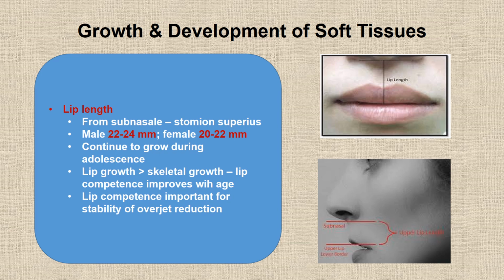The lip length continues to increase during adolescence, and the growth in lip length is more than the skeletal growth. Thereby, lip competence tends to improve with age. Lip competence is important for the stability of any overjet reduction.